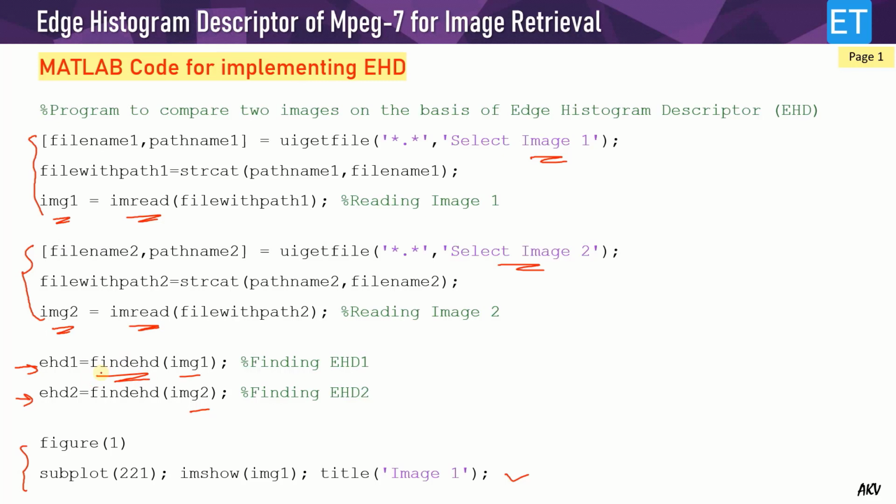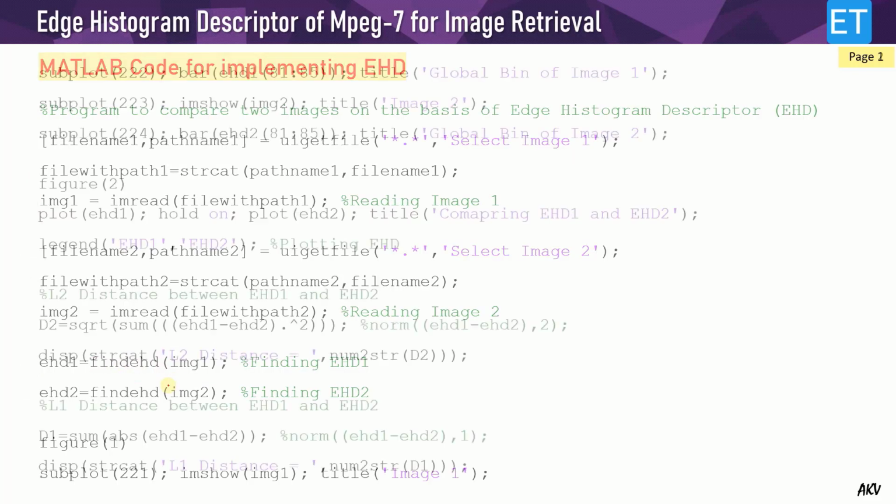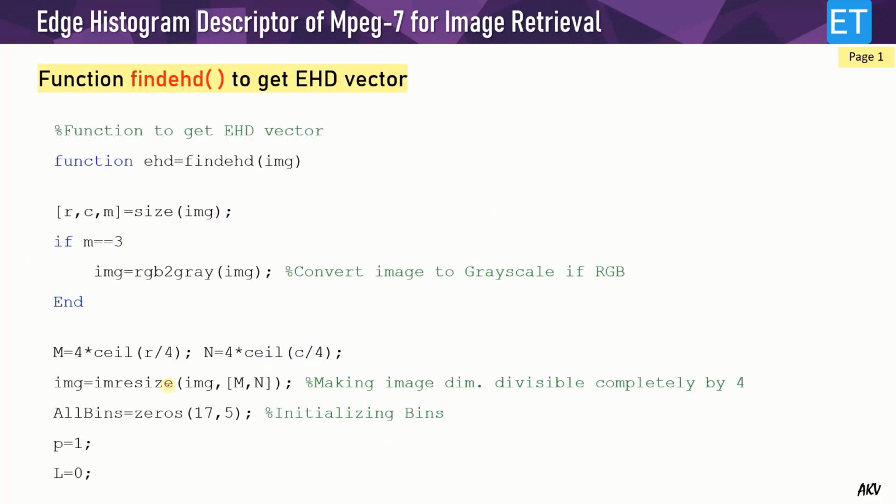this function. To find the EHD value, I have used this function findEHD. This is not a MATLAB function, it is my own function which I have written. So first let me see what is inside this findEHD function and how it is calculating the EHD of the corresponding image. So let me jump to its explanation. Let us see the body of this findEHD function.